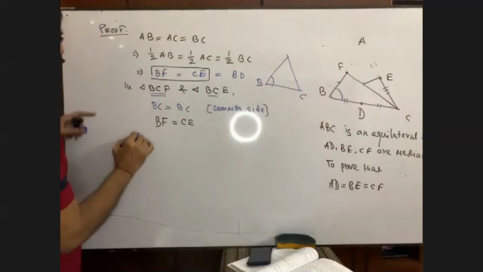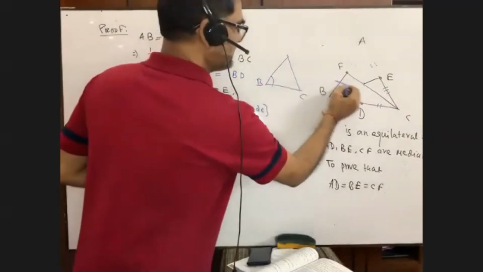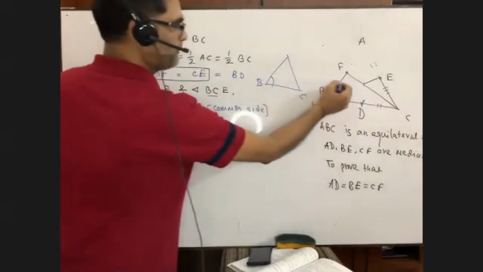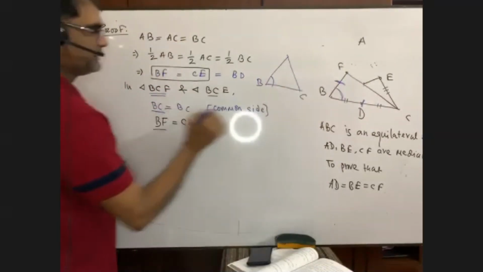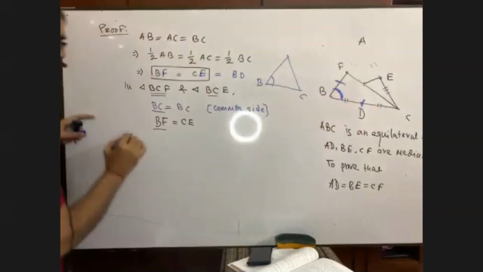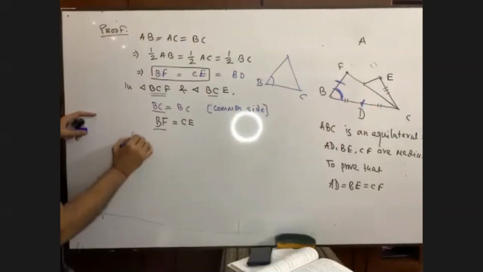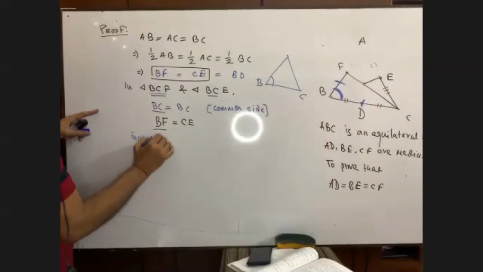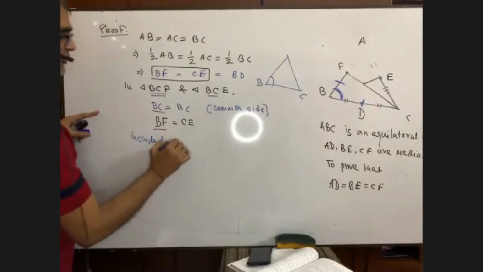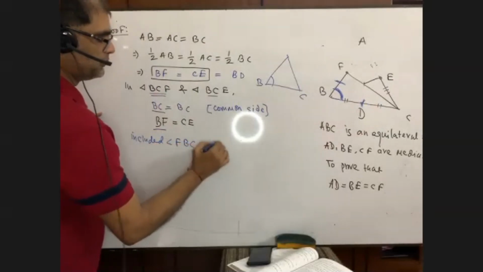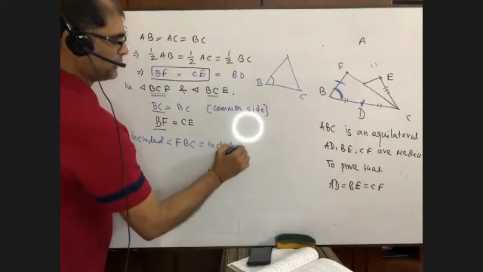So we can write, we have considered this side and this side. We have considered BF, this is BF. We have considered BC, this is BC. So this angle is called the included angle. And none of you is telling me included angle. Included angle FBC is equal to included angle.